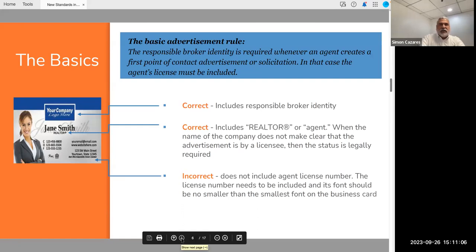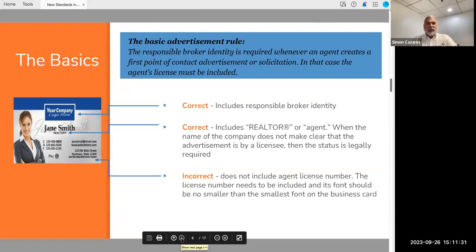The basic advertisement rules: the responsible broker identity is required whenever an agent creates a first point of contact in advertisement. Anything that we do to promote ourselves as a real estate agent must have something that identifies your brokerage or yourself as licensed by the state of California.